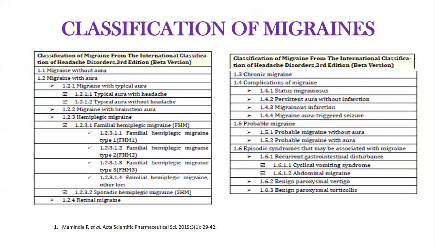So what is the classification of migraine? Migraine is broadly classified as migraine with aura and without aura. Aura is nothing but abnormal sensory symptoms prior to the onset of the migraine. It can be a sensory or visual symptom, or weakness, or hearing symptoms. If a patient has long duration headache, more than 15 days in a month, or more than 8 attacks in a month, that is called chronic migraine. Sometimes patients will have associated complications like status migrainosus, migrainous infarction, and migraine aura triggering seizures. And some episodic syndromes like cyclical vomiting syndrome and abdominal migraine are associated with migraine.